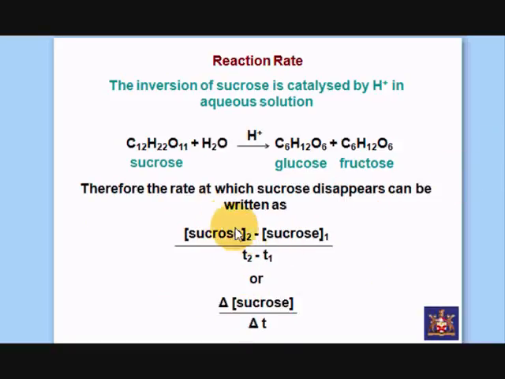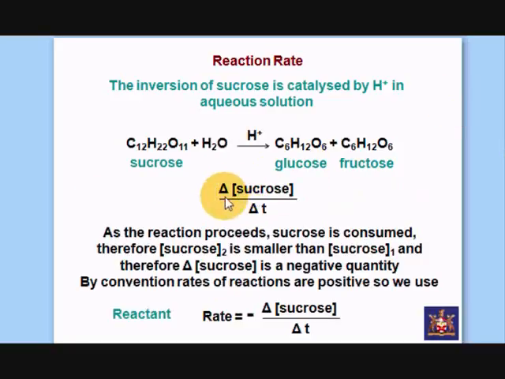Reaction rate really simply is the time that's elapsed and the difference between the beginning concentration and the final concentration, or delta sucrose over delta T. And it's as simple as that. That's our reaction rate. Okay, so when we calculate our rate of reaction, this value is going to turn out negative, to be quite honest.